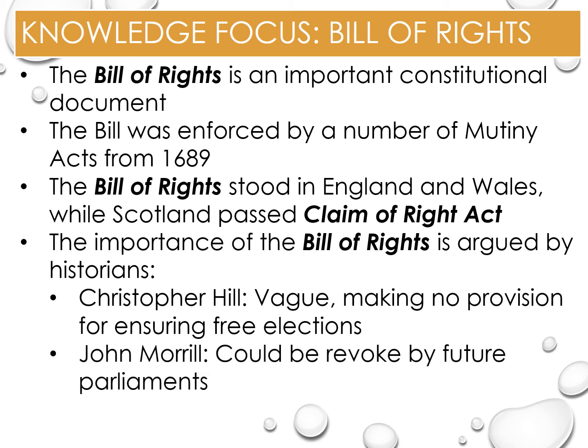John Morrill states that as a statute law it could be revoked by any future parliament. He also believes the bill did not form a contract between king and people, and the only way to remove a monarch still was by rebellion or parliamentary pressure. William was still able to choose his own advisers.